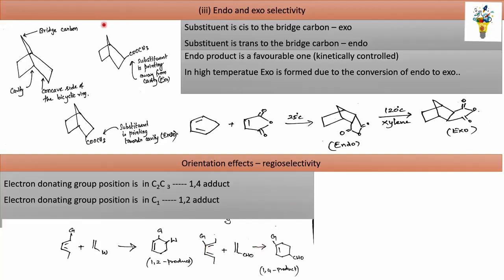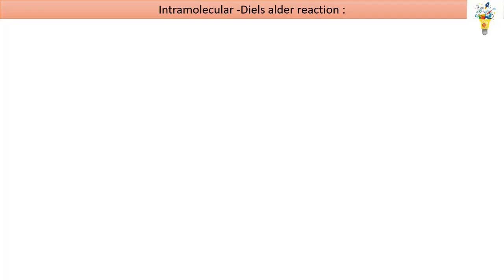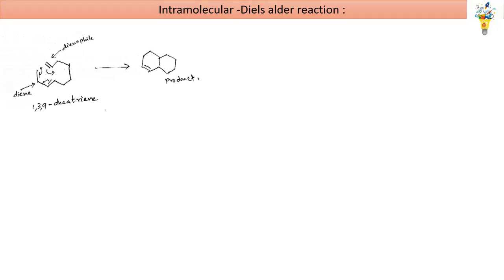Diels Alder reaction. So next is a very interesting one, that is the intramolecular Diels Alder reaction. When the diene and dienophile parts are in the same compound, there is a possibility of an intramolecular Diels Alder reaction. So here the reaction takes place. You get the fused cyclic ring. Okay, so this is the product. So it is a 1,3,9-decatriene.